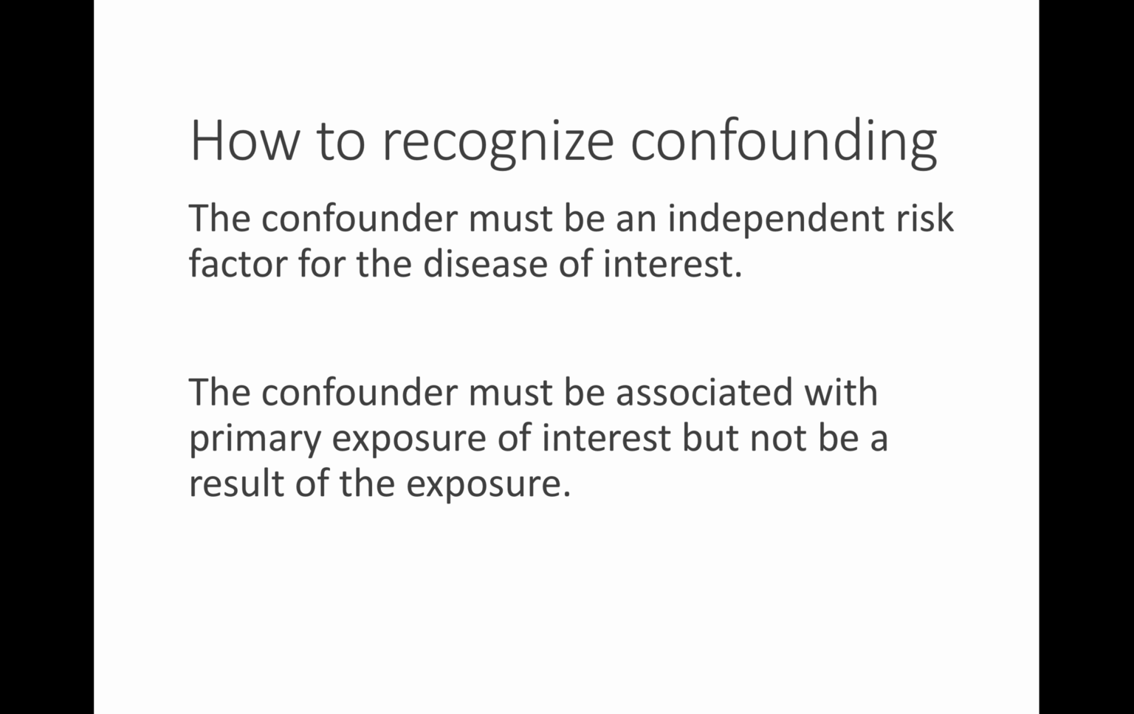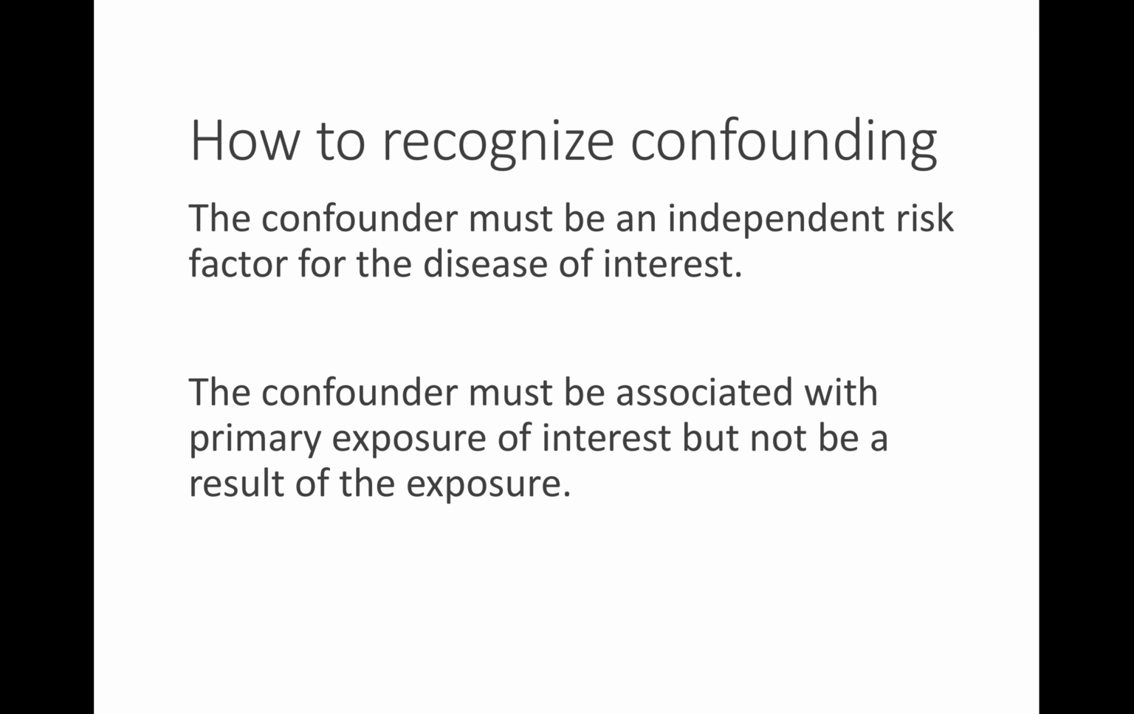And so this is how we would recognize confounding. It must be an independent risk factor for the disease of interest. And so we've said what that means is that our confounding variable has to be a risk factor for the disease of interest independent from anything else. That means that when you control for all other potential variables, this confounding variable is still putting people at risk for disease.